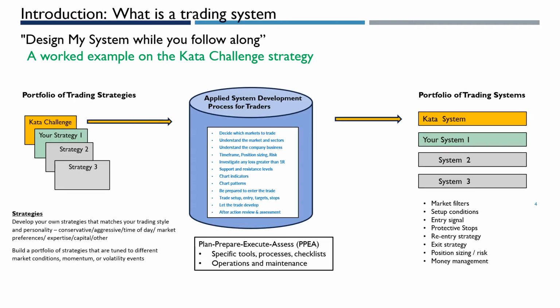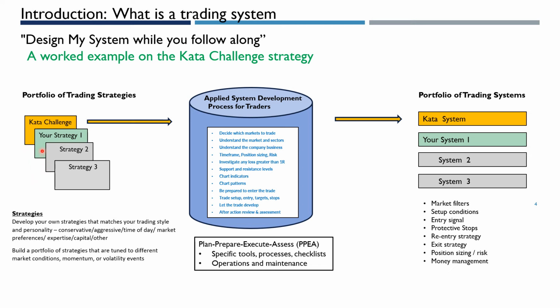What is a trading system? This slide is a high-level view on developing a portfolio of trading systems. On the left, you have a portfolio of trading strategies that are, one, tuned to your trading style, personality, and constraints, and ideally non-correlated strategies that are tuned to different market conditions, momentum, or volatility events. The Kata challenge strategy will be described, and you may have your own strategies as you follow along.